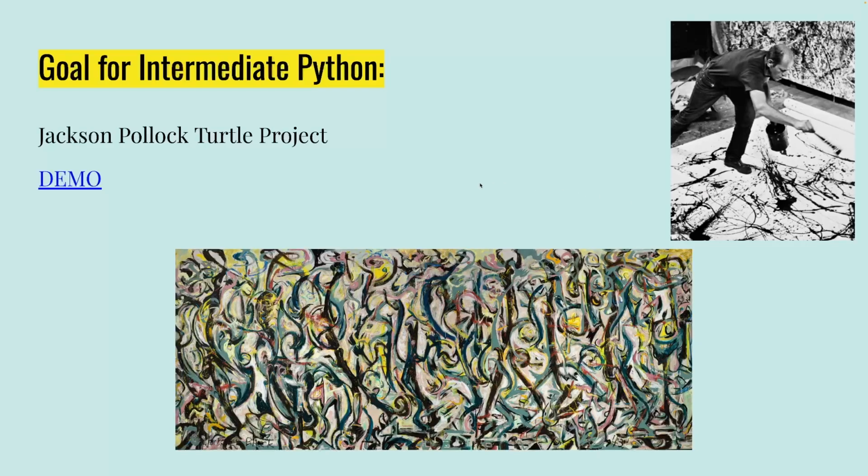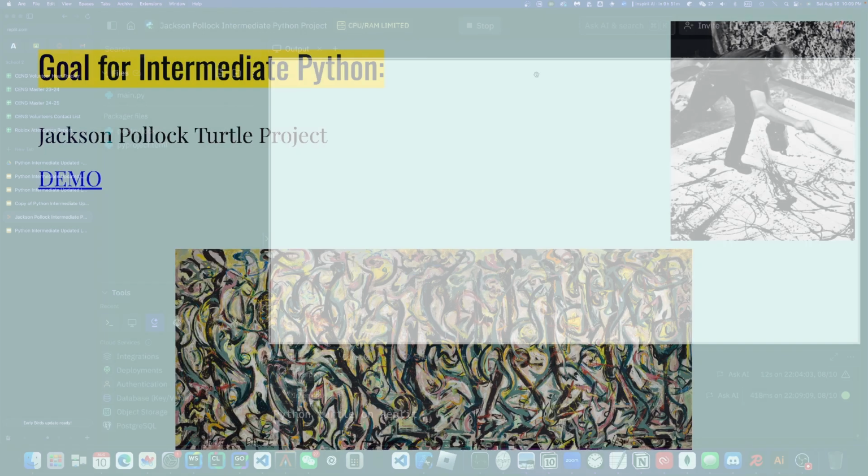Our goal for intermediate Python is to build a Jackson Pollock turtle project. If you have not seen Jackson Pollock's paintings, they are very abstract and involve many swirled shapes with different colors. We will be replicating this in Python Turtle. Let's look at a demonstration.